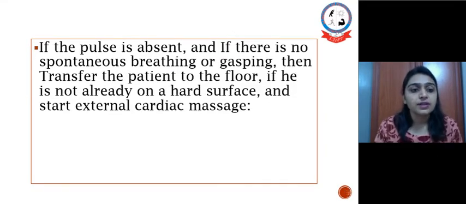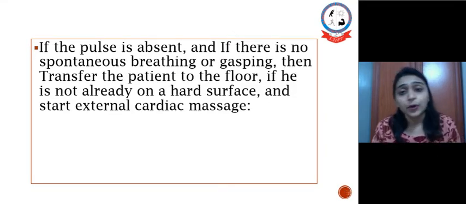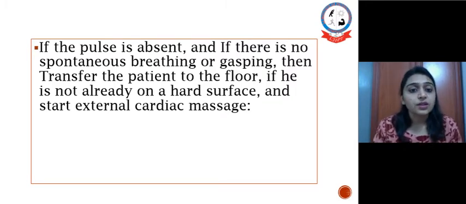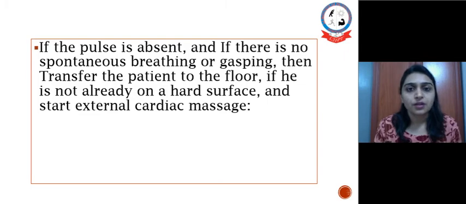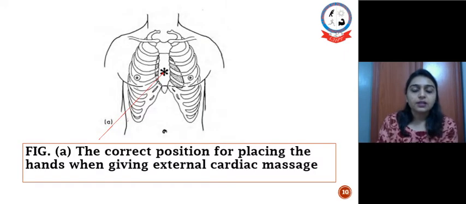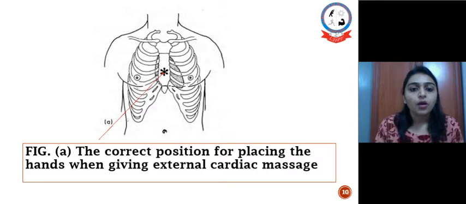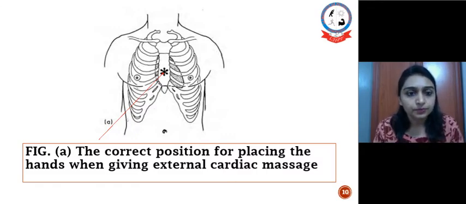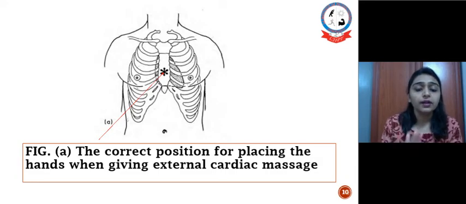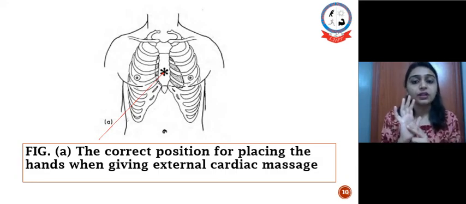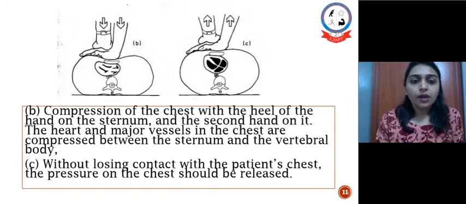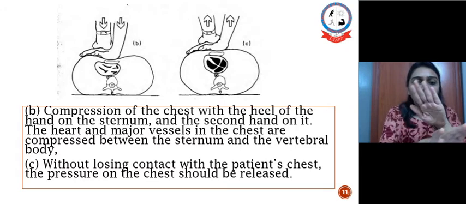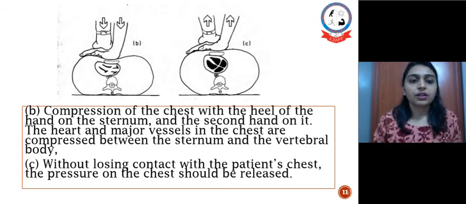Then if the pulse is absent and there is no spontaneous breathing also, then transfer the patient to the floor. If he is already on a hard surface, that is fine, and start giving external cardiac massage. This external cardiac massage should be given on the patient's sternum. We need to place one hand, the heel of the hand, on the midpoint of the sternum as shown in the figure. We need to place the heel of the other hand on that hand, as shown in figure B.